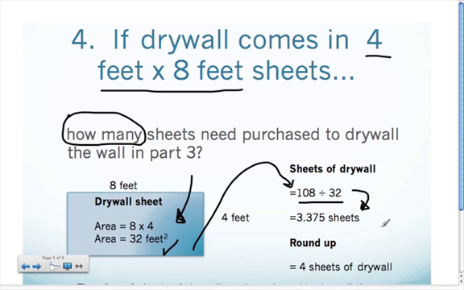You can't buy sheets in half sizes or quarter sizes. In this case, it would be approximately 1/3 of a sheet. So you have to round up, and that leads us to having to buy 4 sheets of drywall.